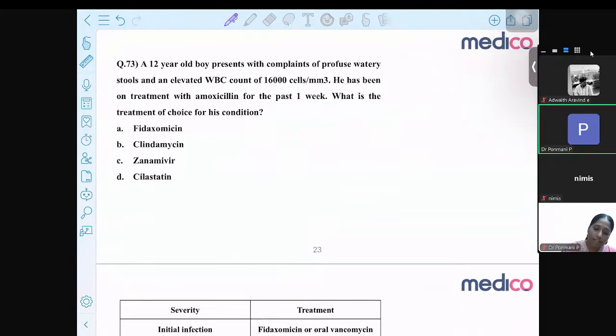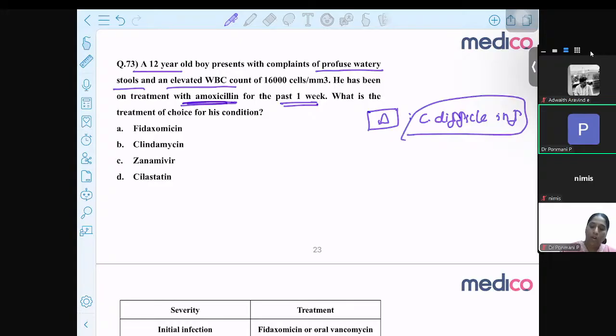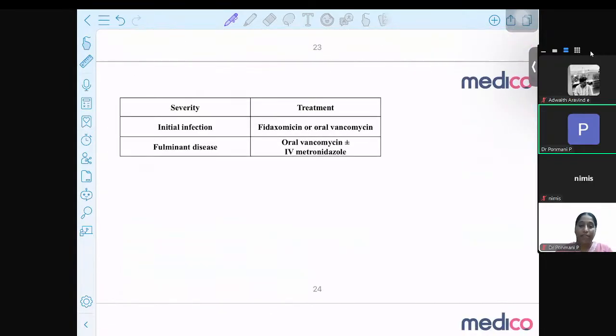And now coming to the next question. A 12-year-old boy comes with complaints of profuse watery stools and elevated WBC, and he is on treatment with amoxicillin for the past 1 week. So what is the treatment of choice? So the diagnosis in this condition is C. difficile, which is Clostridium difficile infection. And what is the drug of choice for Clostridium difficile infection?